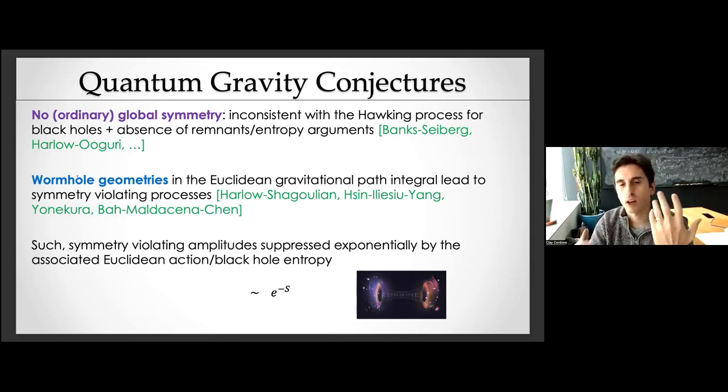And then you can ask more explicitly, what kind of amplitudes do we know of that might break a global symmetry in quantum gravity? And here there's been some progress thinking about wormhole geometries. So in the Euclidean gravitational path integral, these might give you saddles that give you symmetry violating processes. And again, this is starting to make this idea of no global symmetry more quantitative. Now, of course, these symmetry violating amplitudes, at least in the regime where they are semi-classically accessible, are suppressed exponentially by the Euclidean action of a weakly curved geometry. And so they would be small, with some exponential suppression.